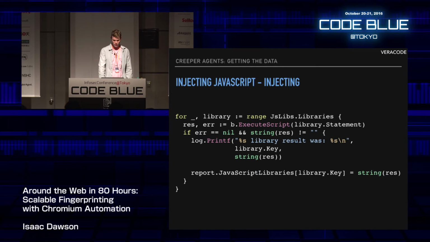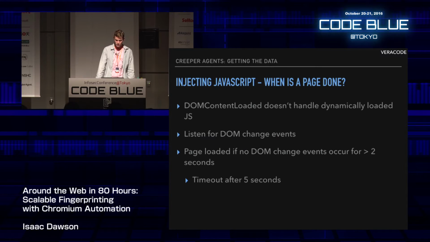Injecting is pretty straightforward. Just execute the script. If I get a response, great, add it to my reports. So going back to the challenge of when is a page done? You might be familiar with DOM content loaded, which is an event fired by the browser saying all the tags, the sourced-in tag values, have been injected into the DOM and the content is loaded. However, that doesn't really handle dynamically loaded content, so things using require.js, which is going to be asynchronously loading in data after the fact.